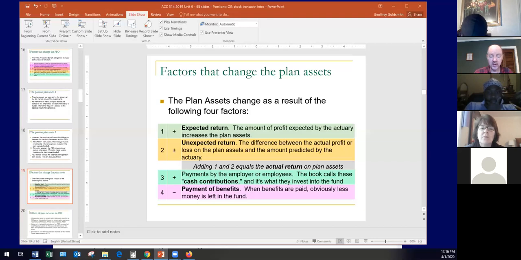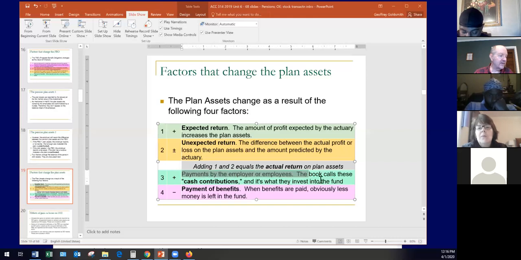All right, so number 3, payments by the employer or employees. The book calls these cash contributions, and that's what they invest into the fund. So it's money being transferred from the employer into the pension plan, or by the employee into the pension plan. And that means that there's more money invested in the plan, so it's an increase.